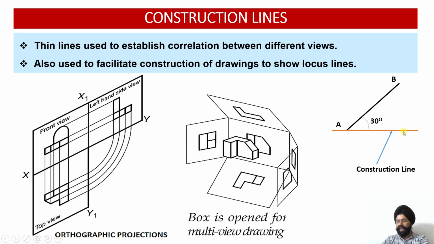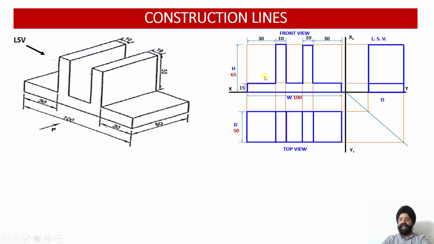So this will be thin, this will be light, drawn using 2H, whereas my object line will be drawn using an HB pencil. Similarly, again in the same example, this is the height of the object which you can see in the front view. So the same height you will be able to see from the side view. But the moment you draw this line, it gives you the confidence that this is the height in the front view, this is the height in the side view.